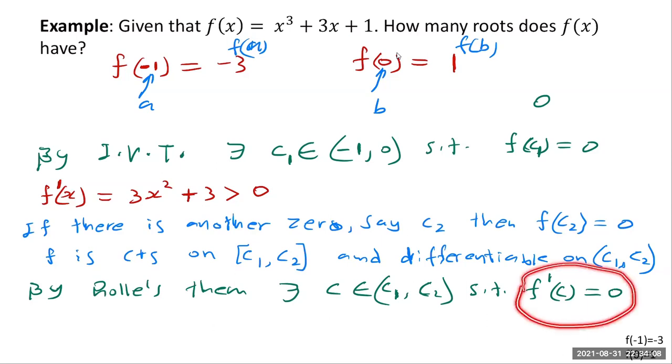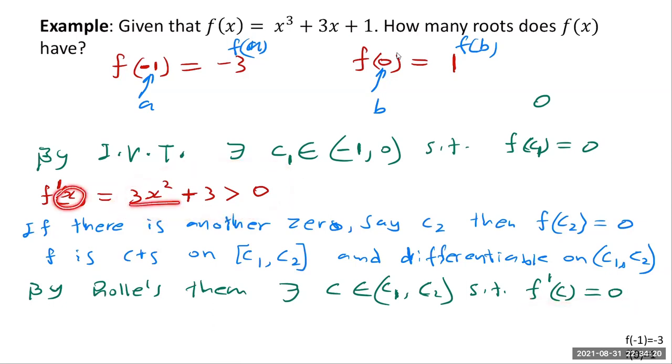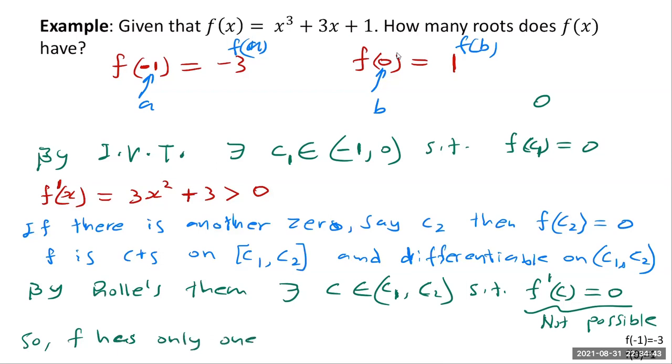But is this possible? Can f prime of C be equal to 0? It's clearly not possible because of this. We know that for all x values, your f prime of x has to be strictly greater than 0. It cannot be 0. So this is not possible. This is a contradiction. So f has only one 0. All right, that completes the proof. Let's move on.